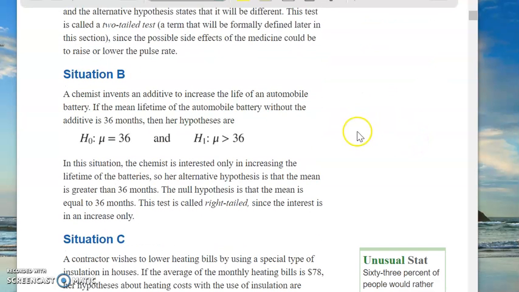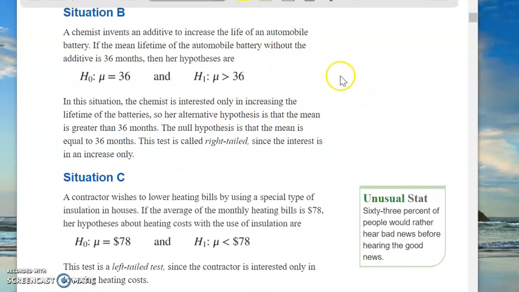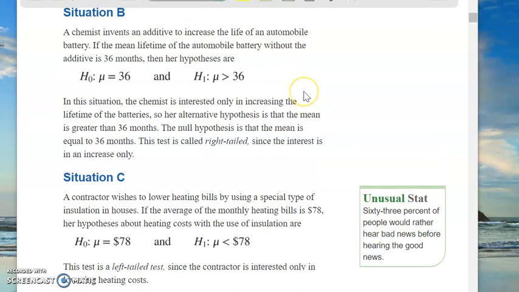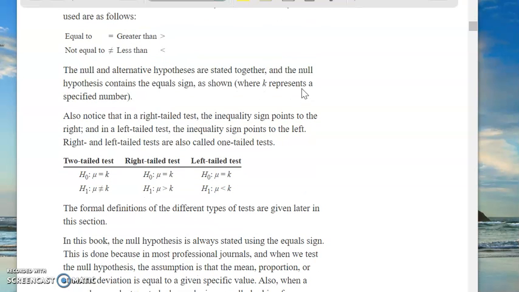Okay, so the same idea applies to all of these ones here. This one is talking about the automobile battery, that the lifetime of the automobile battery is greater than 36, and so forth. Okay, so I'm going to let you read those. I hope you have read those. Okay, so a right tail test and a left tail test.